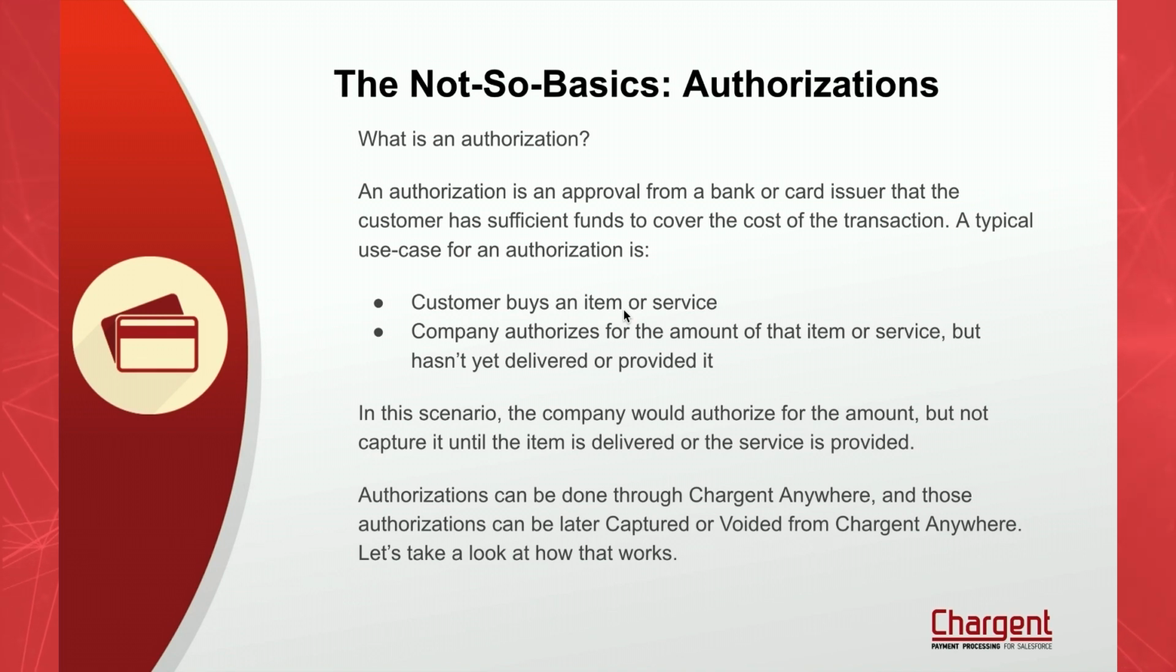of a transaction. So a typical use case for this is a customer buys an item or a service from a company, and the company authorizes for that amount for that item or the service, but they haven't delivered or provided it yet, so they're not going to charge or what's called capture that authorization. In this scenario, a company would authorize for the amount, not capture it until the item is delivered. And authorizations can be done through Chargent Anywhere just like the other transactions. I'm going to show you how that looks.